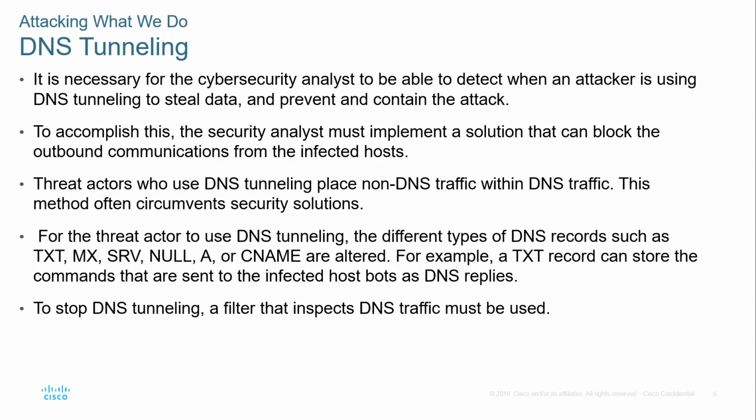For the threat actor to use DNS tunneling, different types of DNS records such as a text record, an MX record, a service record, a null, A, quad A or CNAME would be altered. One of the big examples is using a text record that can store commands that are sent back to the infected host as DNS replies. You can embed commands inside text records, inside DNS. So understanding where you're getting your DNS from is extremely crucial.